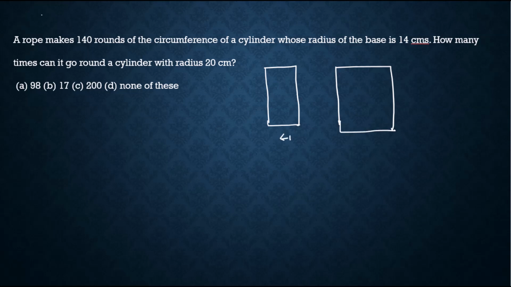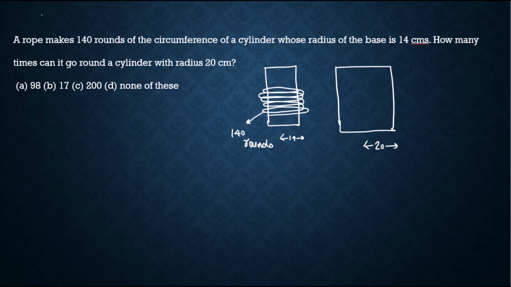One cylinder has base radius 14 centimeter. We have another cylinder with base radius 20 centimeter. By using a rope, we are tying around the first cylinder. By using this particular rope, we are able to make 140 rounds.